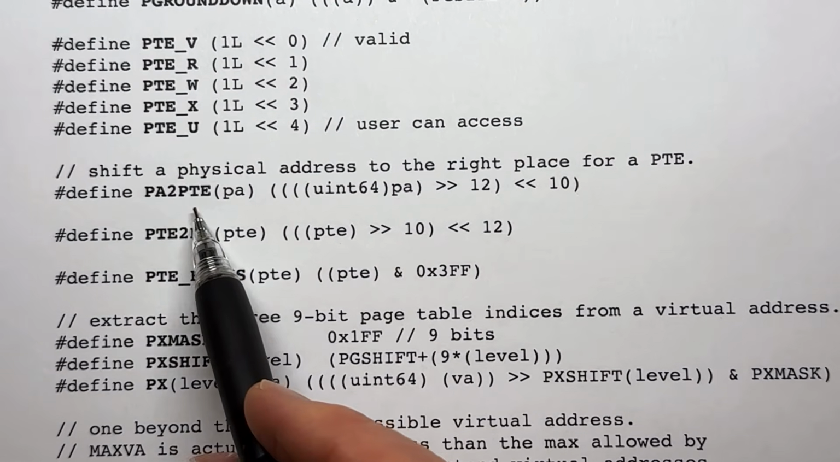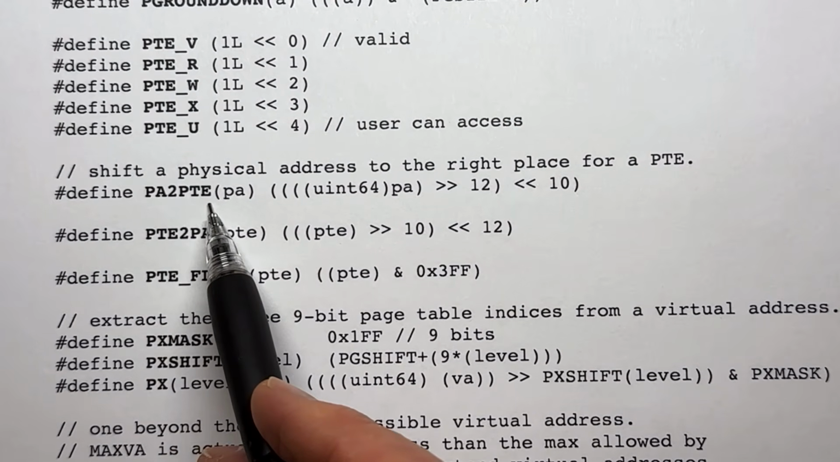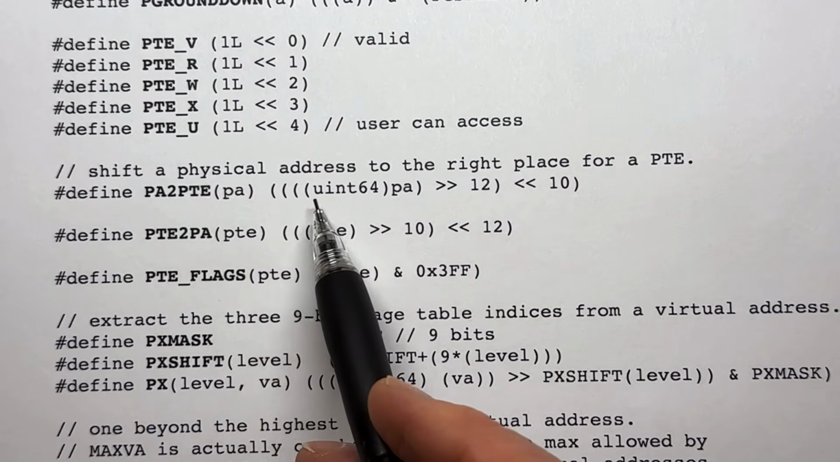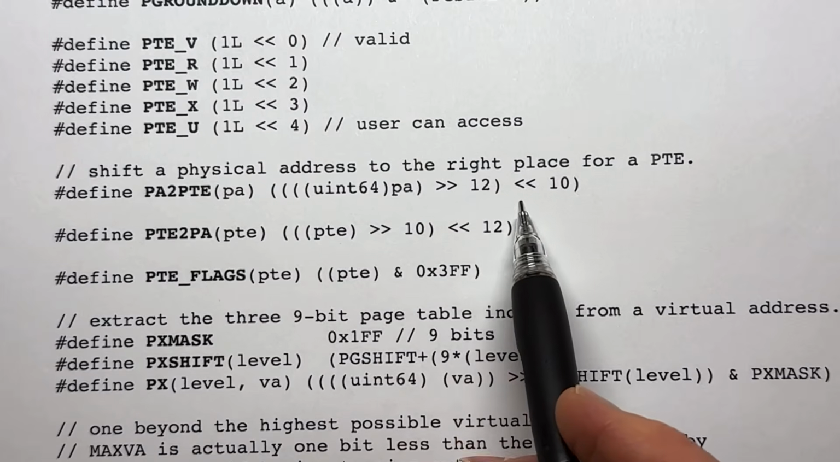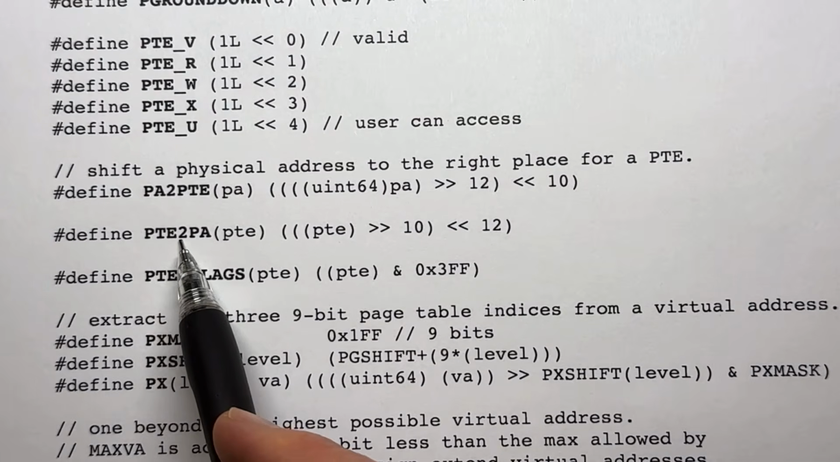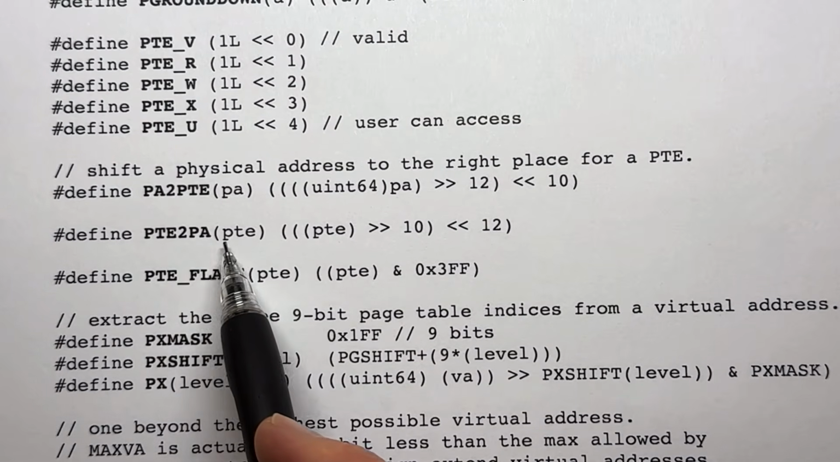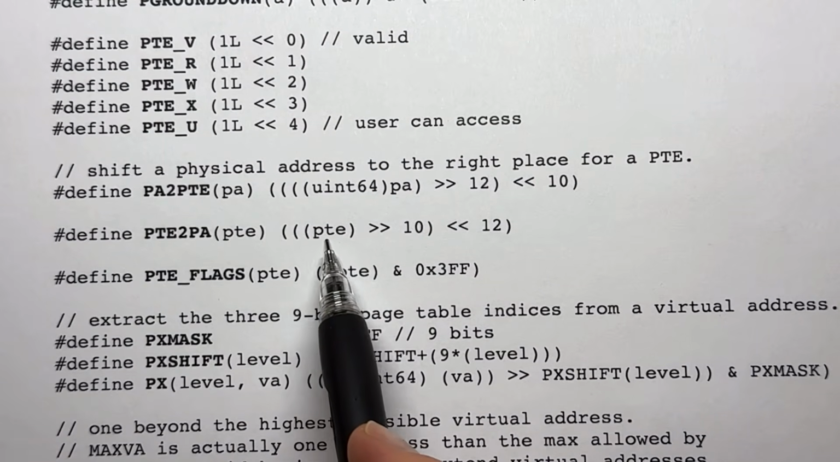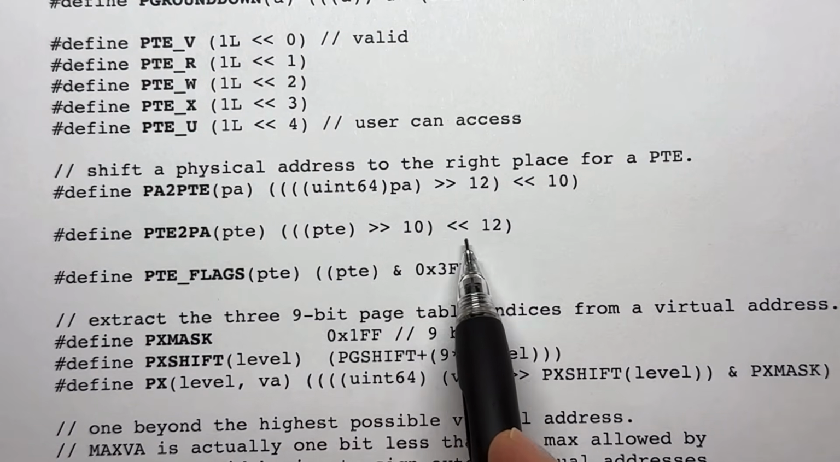The function physical address to page table entry is used to convert a physical page address into a page number and position it for insertion into a page table entry. And the function page table entry to physical address is used to extract a page number from a page table entry and convert it into an address.